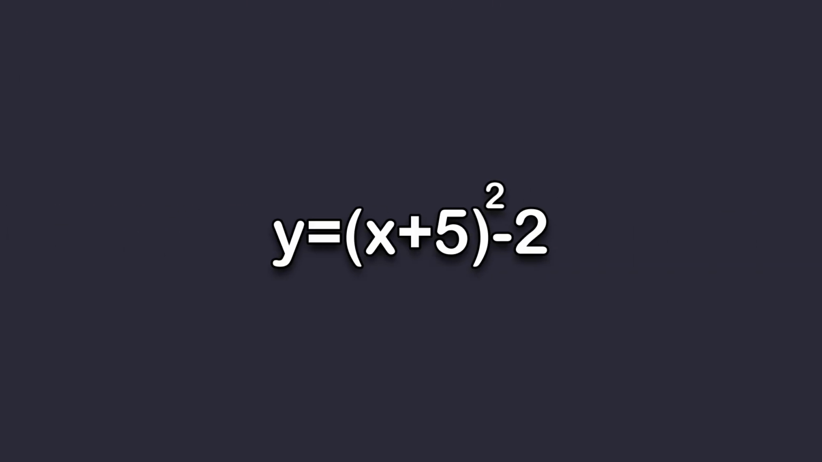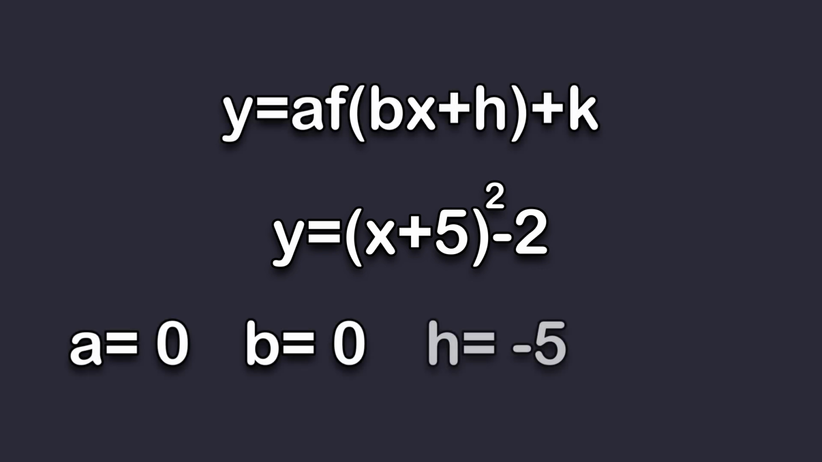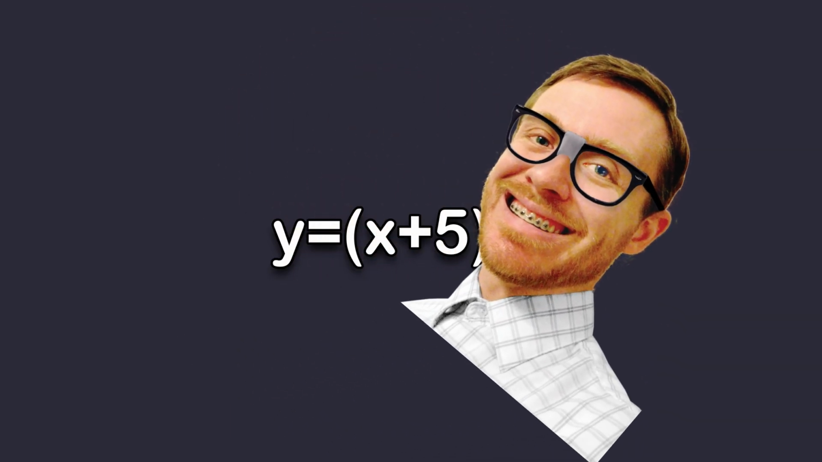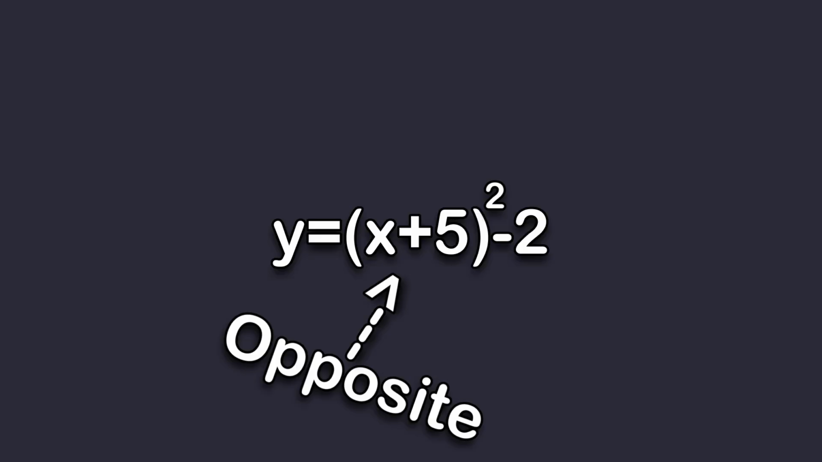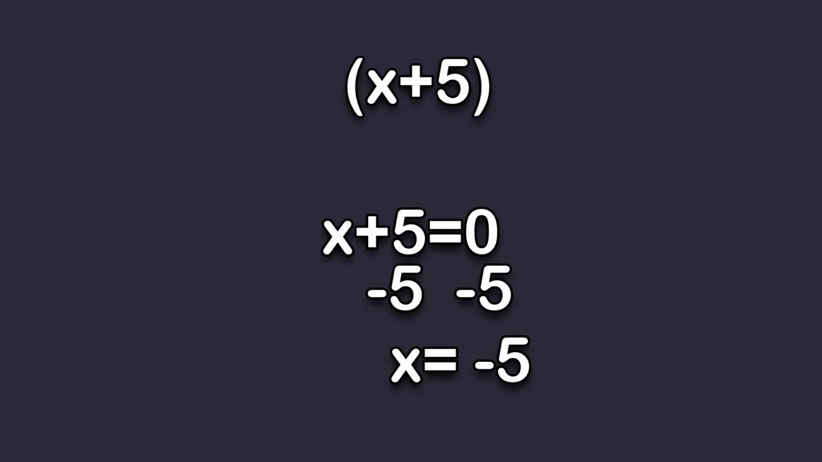y equals (x plus 5) squared minus 2. Let's compare this to the original equation. a equals 0, b equals 0, h equals negative 5, and k equals negative 2. But wait, you might say, but Kian, that's a positive 5. Are you dumb? Well, yes, I am. h is always the opposite of whatever sign is in there. In this case, x plus 5. To get it out of there, you do simple math and you get negative 5.